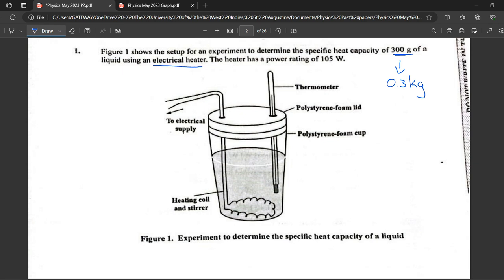You can see that to supply electrical supply, that is this iron thing here with a heating coil inside. Now the heater has a power rating of 105 watt, so that is P. This is M, the mass. Right, so we have P 105 and M 0.3. And this is figure one, experiment to determine the specific heat capacity of a liquid. Right, that is the liquid inside this container here. Right, we do not know what the liquid is.